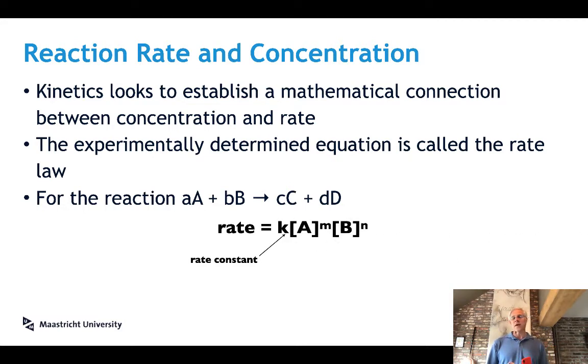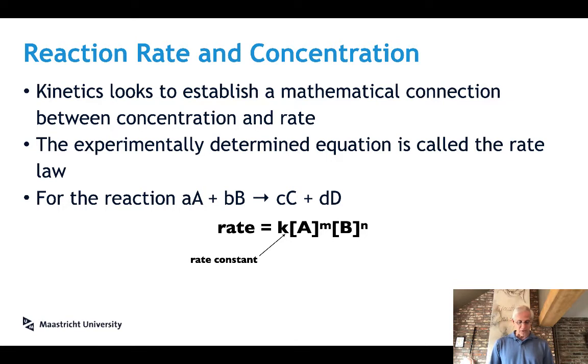And so if we have some generic reaction where we have aA and bB goes to cC plus dD, where the little a's, b's, c's, and d's would just be your balancing coefficients, and the big A's, B's, C's, and D's would be your actual reactants and products there. From that, we can write a general rate law. And this is where we would have rate equals k times the concentration of A raised to some m power times the concentration of B raised to some n power.